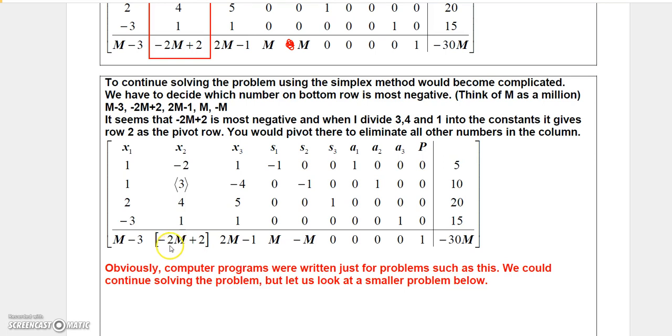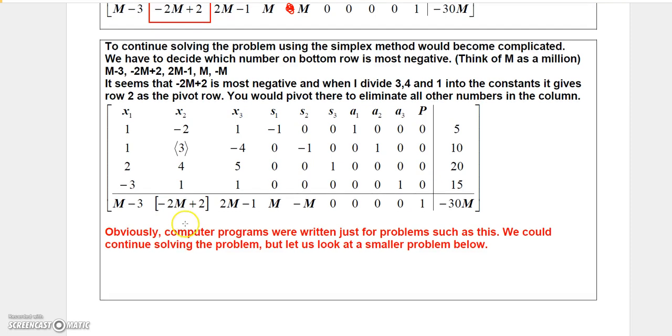Now we're not going to do that because this problem would get kind of nasty to do by hand. And so there are computer programs that can be used to solve these types of problems. Now I am going to show you how to solve a smaller problem, but we'll do that in the next video.